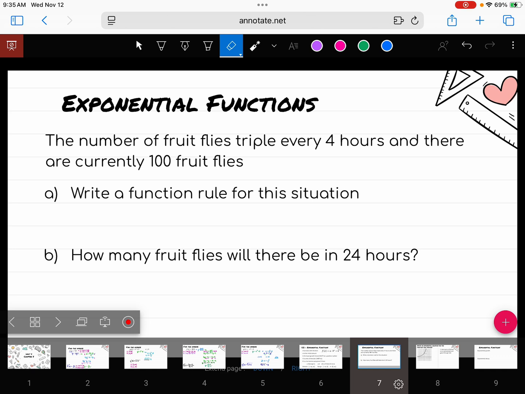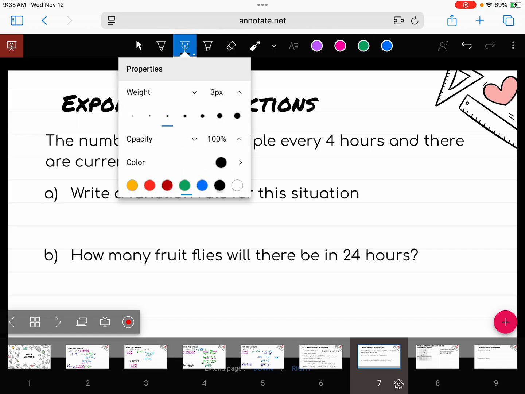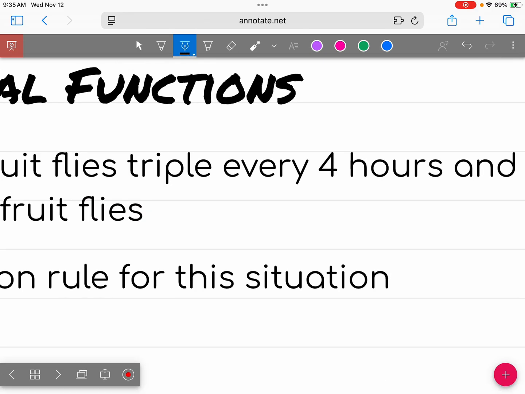All right. So this is a very, very common science experiment that gets done. This is a real thing people do in science. We've got our number of fruit flies that triples every 4 hours, and there's 100 fruit flies to start with. So we want to try and write an equation for this situation in our exponential style. That's going to be our y equals a times b to the x.